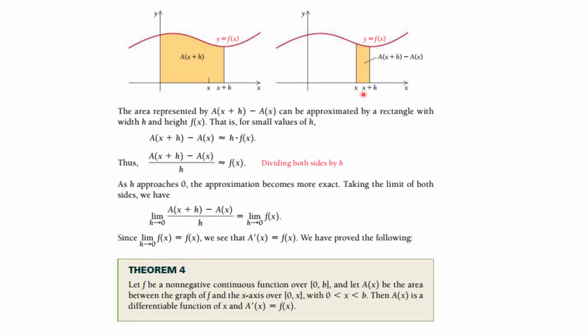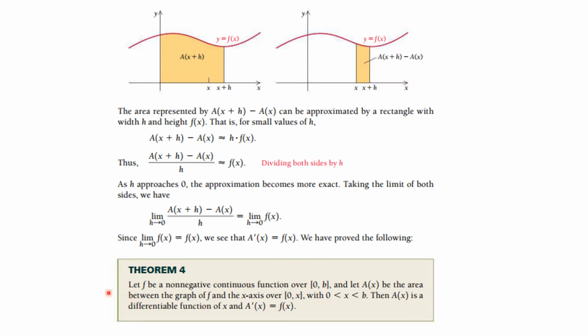Okay, so that means that the area of this rectangle is going to be, this side is going to be h, and that's pretty much f(x). So A(x + h) minus A(x) is approximately equal to h times f(x). If I divide both sides by h, I have that this is approximately f(x). If we let h go to 0 on both sides, on this side we're going to get A'(x), and on this side we're going to get the limit as h goes to 0 of f(x). Now this doesn't depend on h, so this side is A'(x) and this side is just f(x).